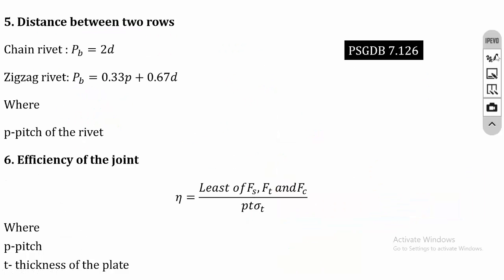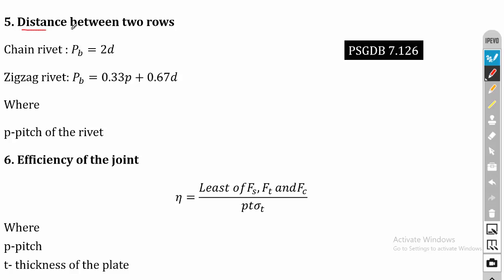Then after calculating the pitch, the fifth point is distance between two rows of rivets. So we have two rows of rivets on a plate. So this is a chain structure. In case of chain rivet, PB, the distance between two rows, is equal to 2D.